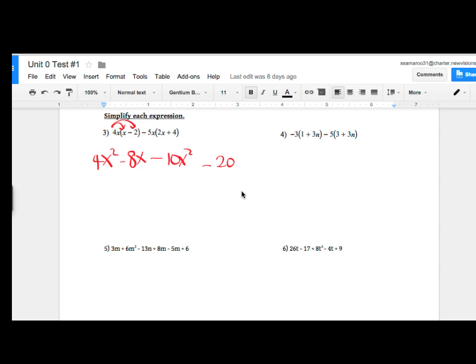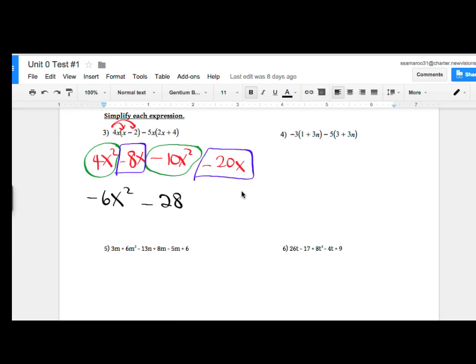Combining like terms. What are my like terms? I have the ones that have the same variable. I think I'm missing something, Miss Ewing. This should have been an x. And I know that this and this are my like terms. So when I combine these, I will get negative x squared minus 28x.